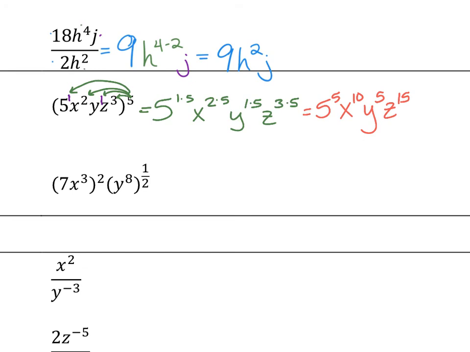Now this is an okay answer, but technically it's not all the way correct either, because I have some good old-fashioned numbers in there that I can simplify. You see this right here? 5 to the 5th power. Don't say 25. What is it?